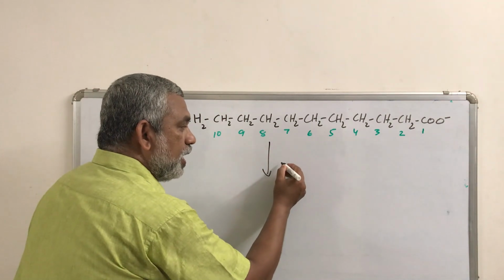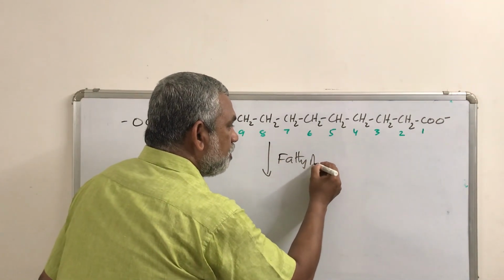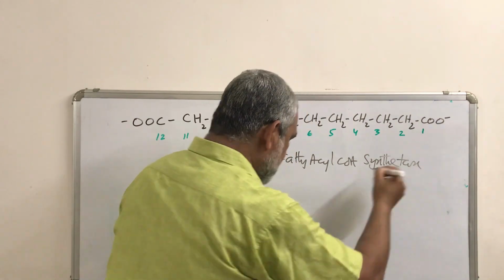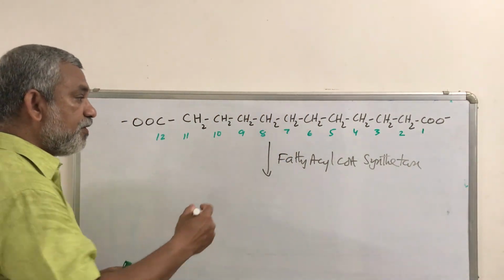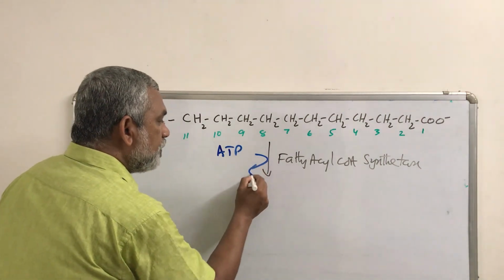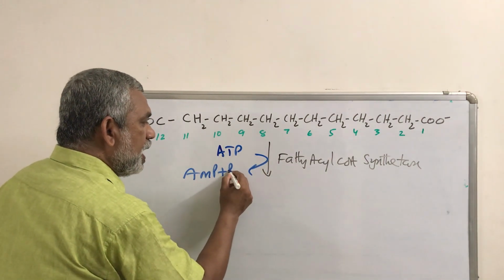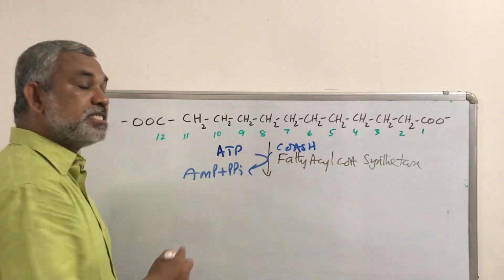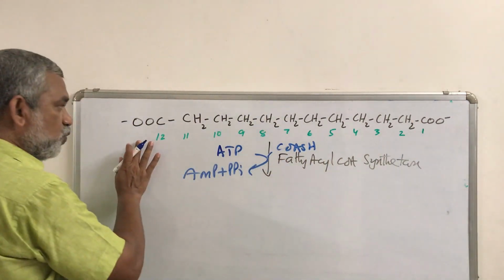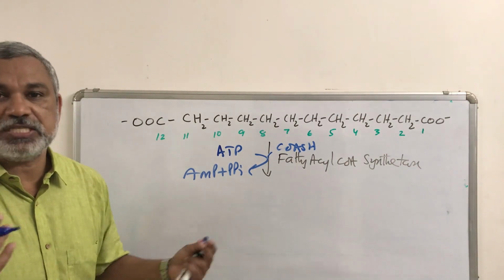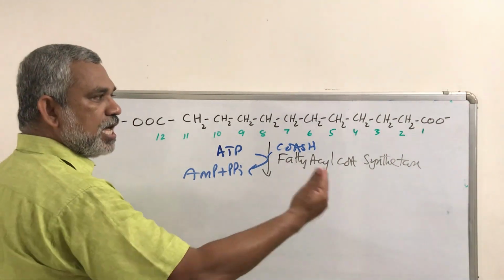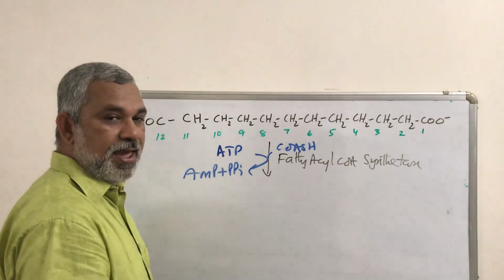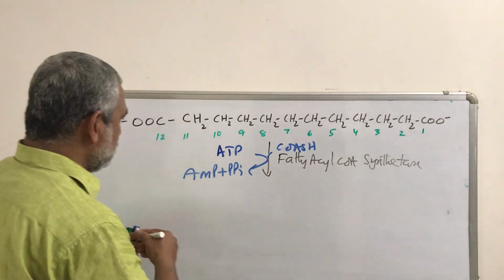So fatty acyl-CoA synthetase is the enzyme that will activate the fatty acid. ATP is required, producing AMP plus PPi, and a coenzyme A is needed. So the coenzyme A can get attached here as well as here. Wherever it attaches, the reaction will be the same. So let us assume we are attaching the molecule there. After attaching a coenzyme A, the structure will be like this.